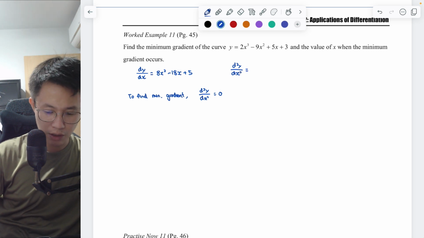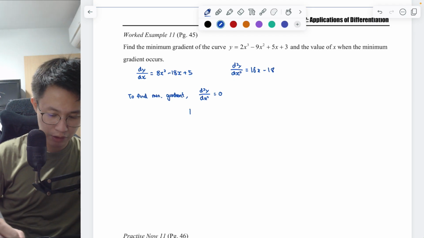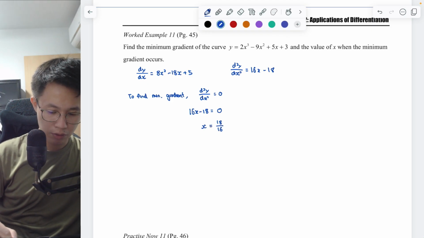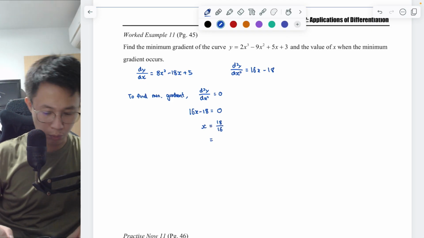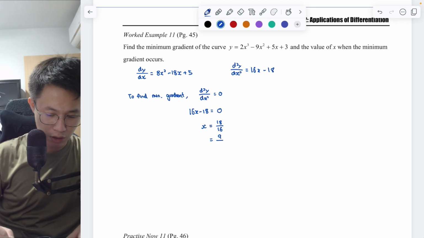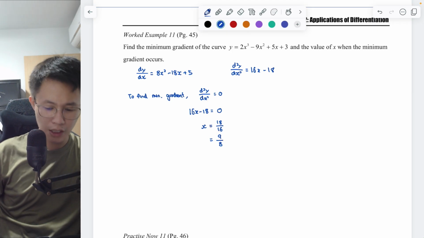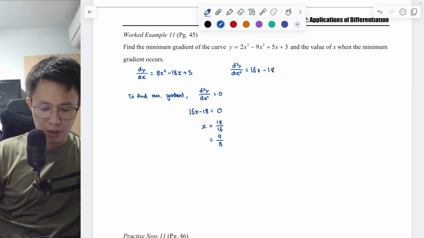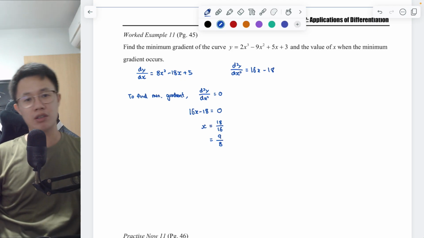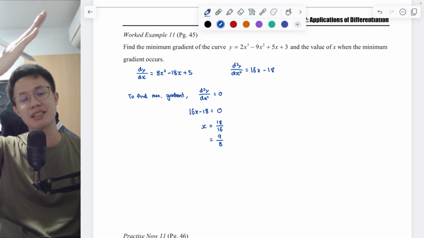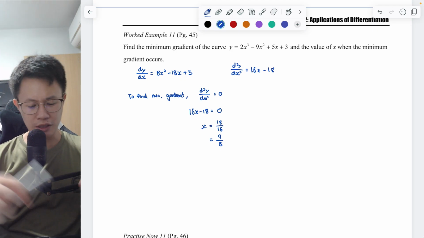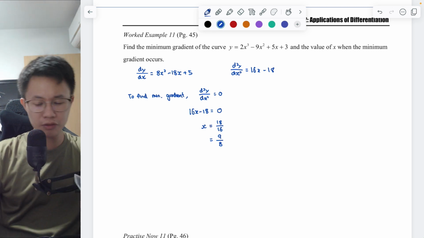And this will give me 16x minus 18. So to find the minimum gradient, 16x minus 18 equals 0. So x equals 18 divided by 16. We're going to divide by 2 here, so 9 over 8. Right? So at this point, x equals 9 over 8, the gradient is the minimum. I know it's a little bit confusing, but we need to prove that it's the minimum.